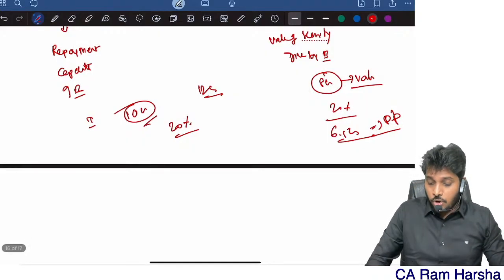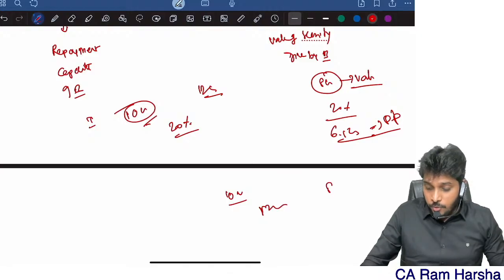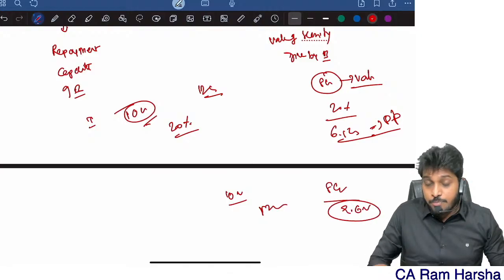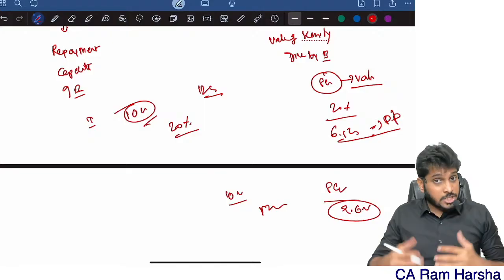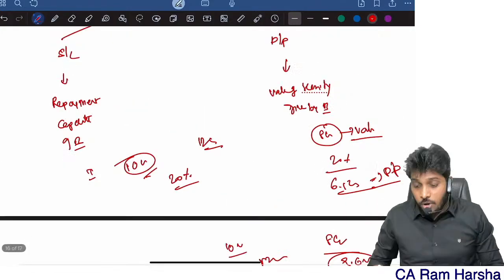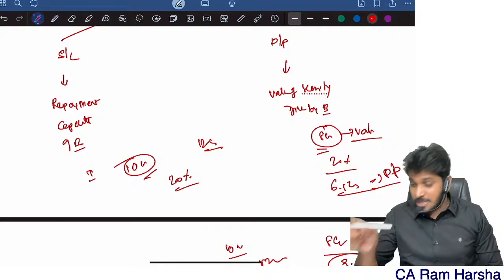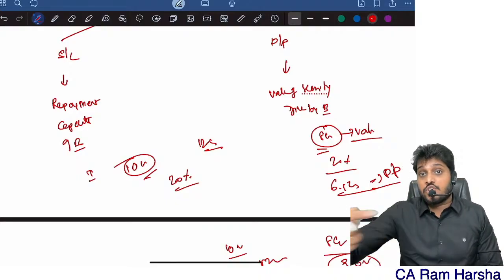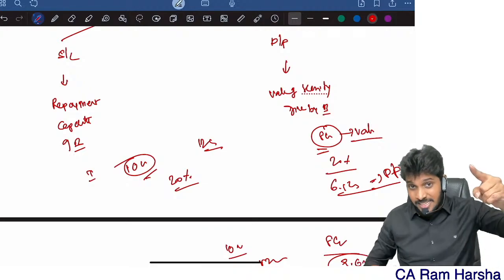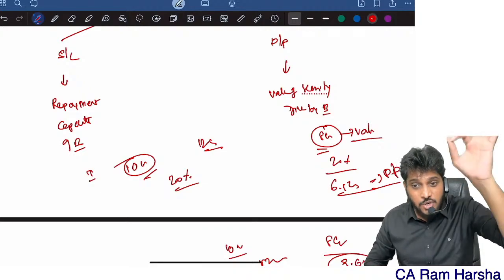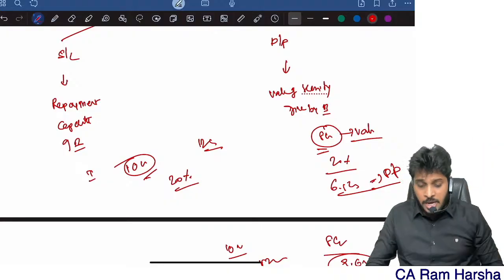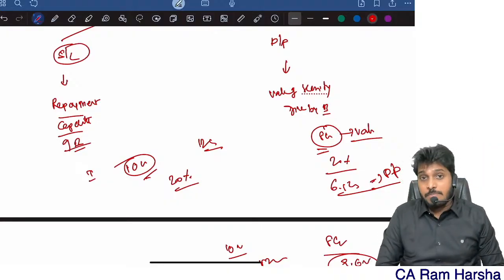Getting it? If you want to draw 10 crore, you give me 12 crore worth of security. If you want to draw 8 crore, give me 9.6 crore worth of security. This is the condition I put. So if a customer gives 8 crore worth of security, I will eliminate 20% and give him only the balance amount for withdrawal. That is drawing power. Drawing power is decided based on the value of security given by the customer. Sanction limit is decided based on the repayment capacity.